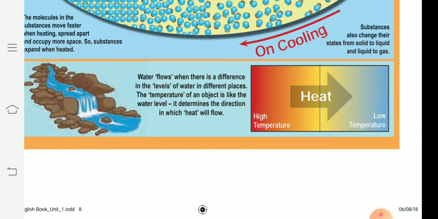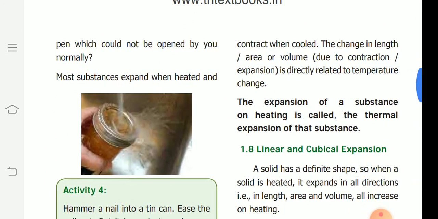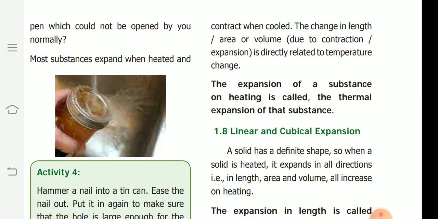Water flows when there is a difference in the level of water in different places. The temperature of an object is like the water level. It determines the direction in which heat will flow. It tells whether an object has high temperature or low temperature. Next, most substances expand when heated and contract when cooled.